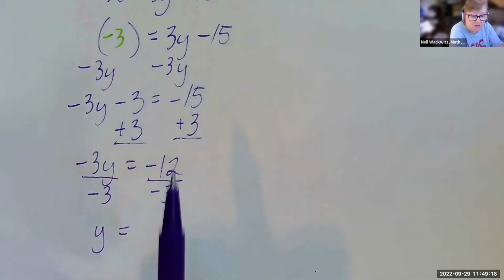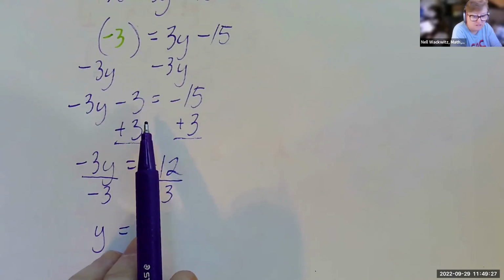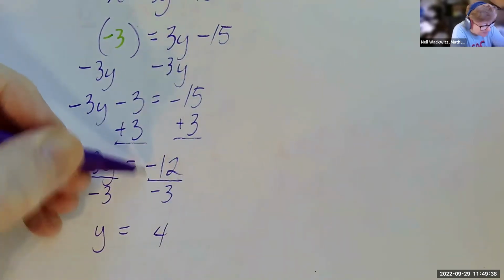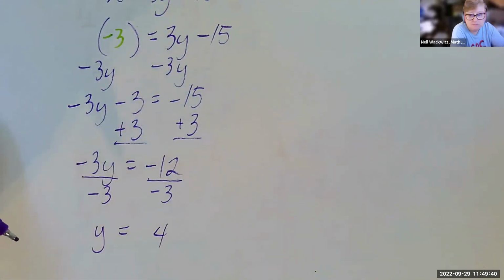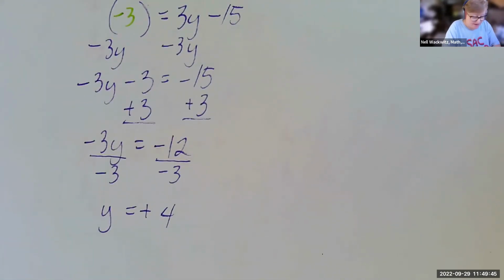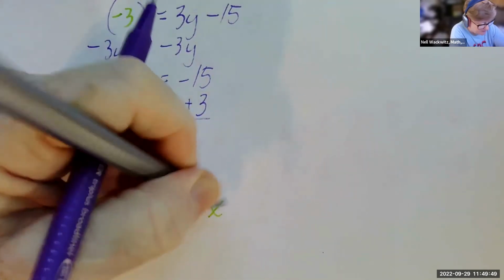Let's do it in two steps. What is +12 divided by +3? +4. Good. And what is a negative divided by a negative? Positive. Good. Alrighty. So now we've got an answer for y. We already had a value for x.